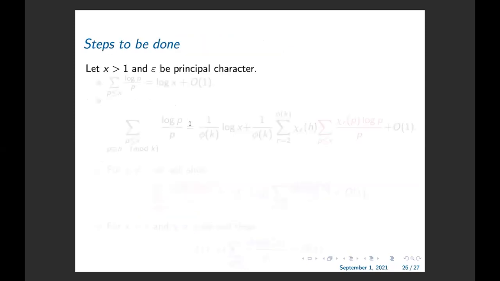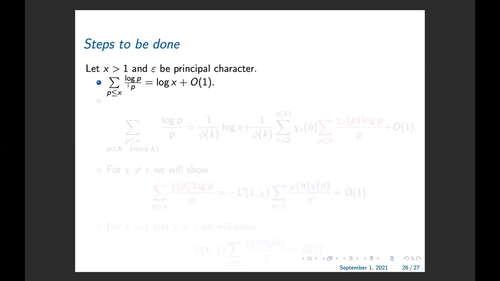Now we are at the final step to prove the Dirichlet theorem on arithmetic progression. To prove this, we will prove a lot of lemmas. We need to prove a number of identities, and once we prove all these identities, we'll get the Dirichlet theorem on arithmetic progression. So first, we have this.